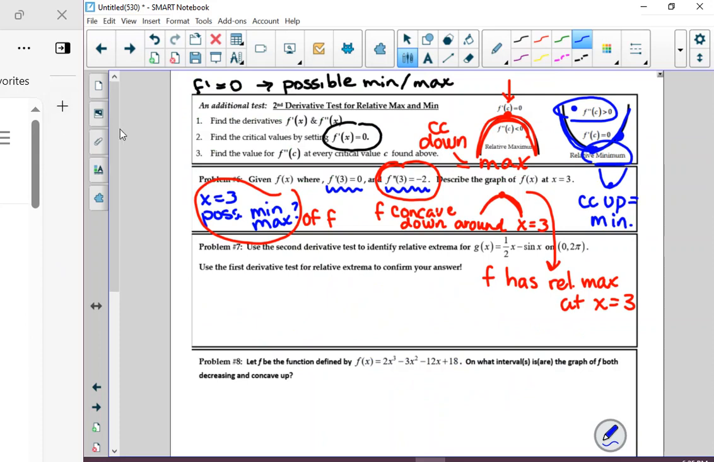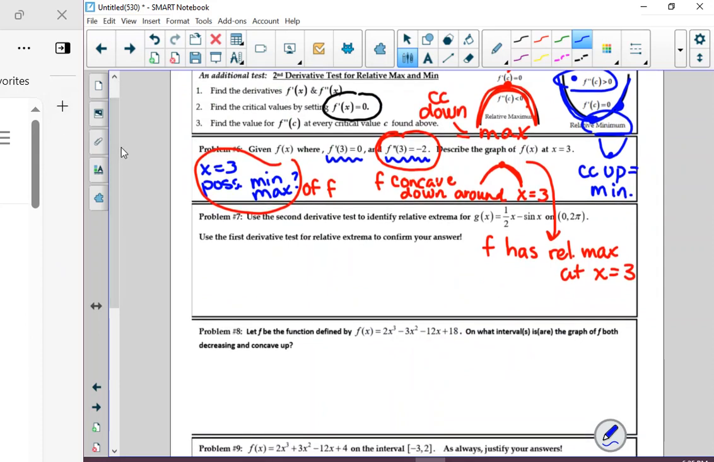All right. Let me show you how it can work kind of nicely sometimes with, I think, trig functions tend to lend themselves well to this. Use the second derivative test to identify relative extrema for g of x. Use the first derivative test for relative extrema to confirm your answer. Okay. So in both cases, we need to look at that to determine where these minimums and maximums could possibly be.